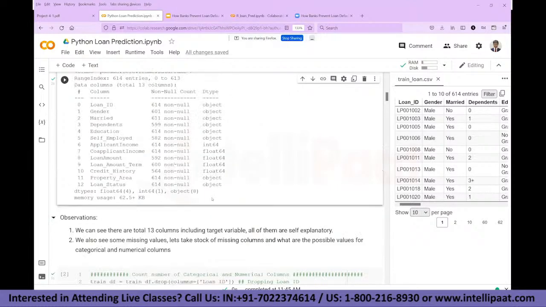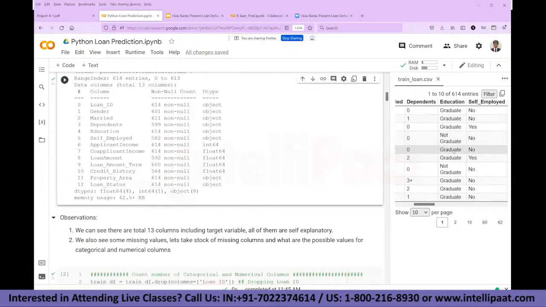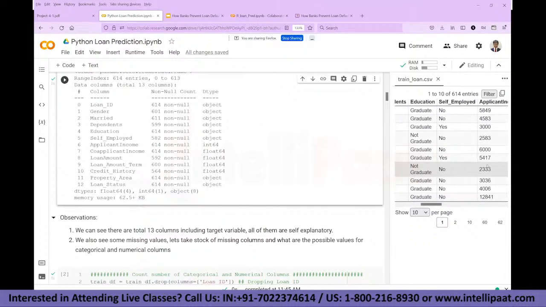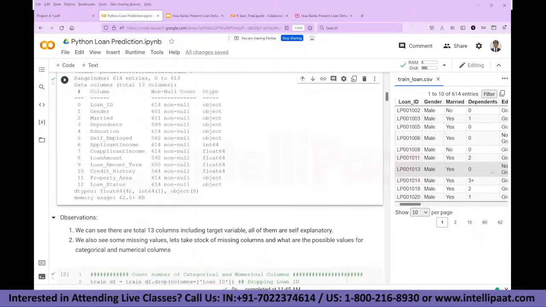Any column that has certain categories is categorical. Gender has two categories, male or female. Married has two options, no or yes. Dependents can have multiple options, like 0, 1, 2, 3, 4, up to 10. There may be people who have 10 children, but I'm not counting them. Education is either graduate or not graduate. Self-employed is yes or no. So these are all categorical columns. They are divided into certain categories, and they're basically English language categories, though they could even be numerical categories, but they're still categorical.